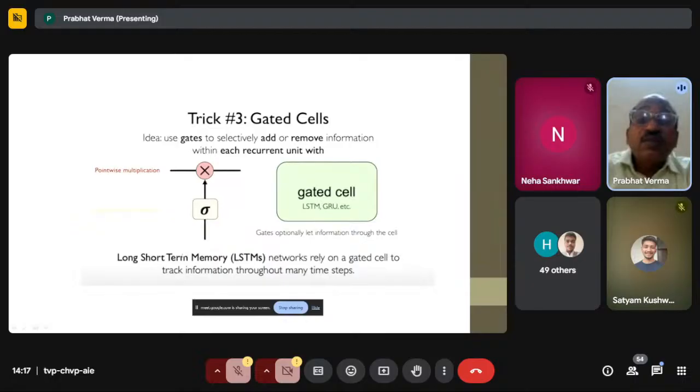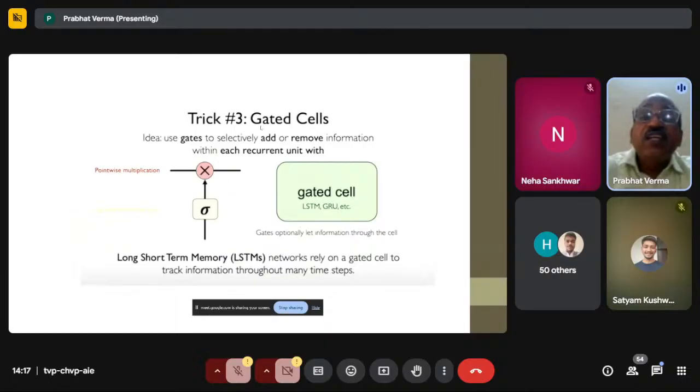So this approach is implemented in LSTM, or the long short-term memory networks, that rely on the gated cell to track information throughout many time steps. What will be the benefit? In the gated cell, you ultimately filter: you pass only the required information and stop the unnecessary information from moving. So this will reduce the issue related to the vanishing gradient.